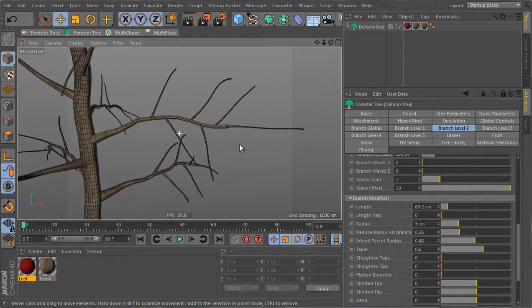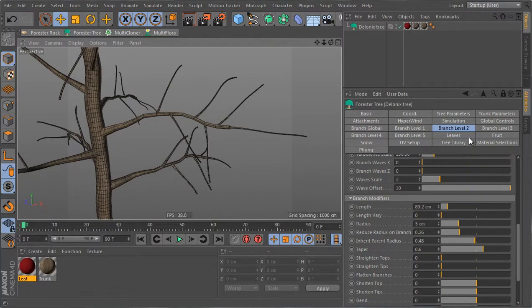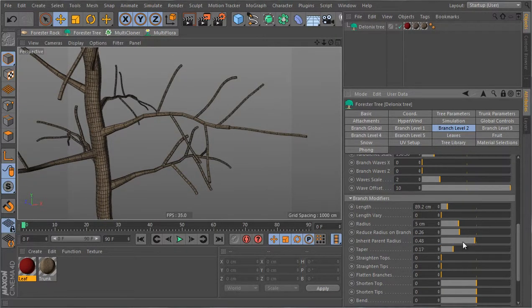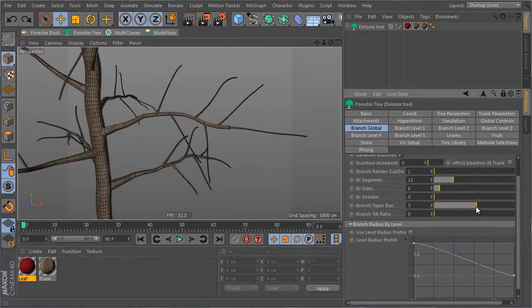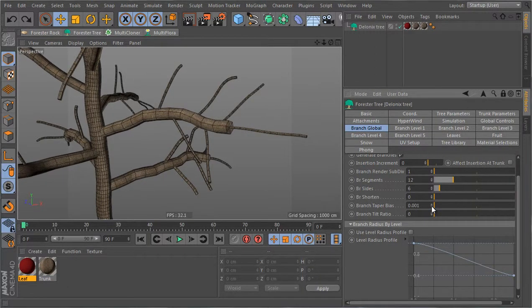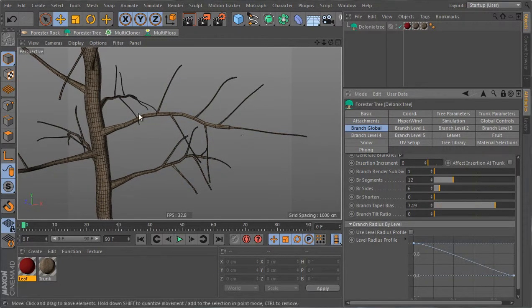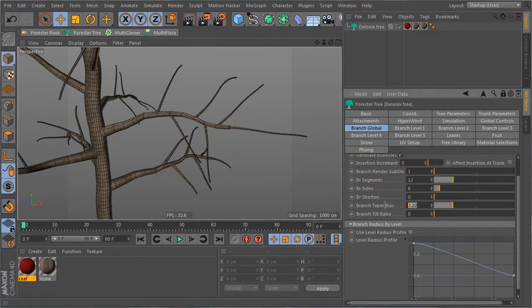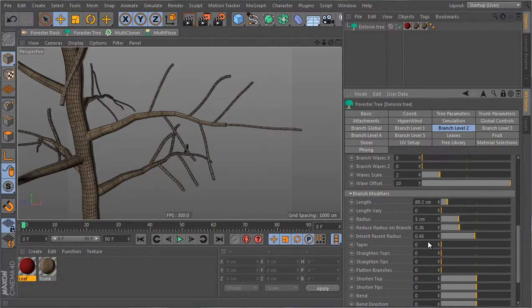The next parameter is the tapering value. So we are at branch level 2. You can increase and decrease the tapering like so. And remember that the tapering is controlled globally under branch global by the branch taper bias. If you reduce that, it means that the branch tapering is not going to happen too fast, while if you increase it, the tapering of the branch is going to happen close to the base of the branch. So that's the branch tapering.